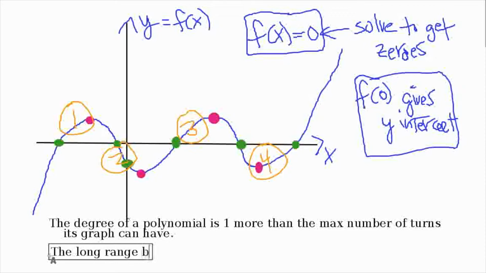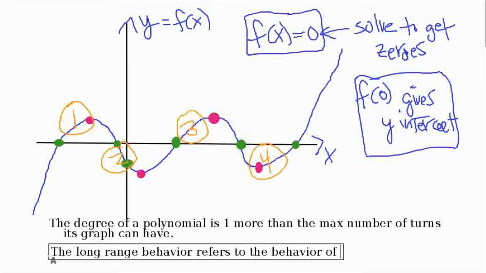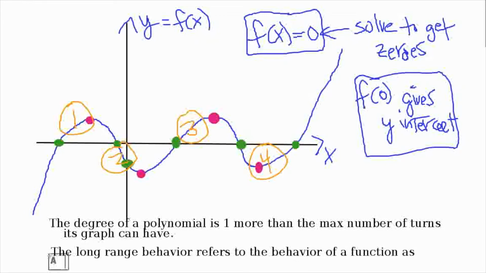The long-range behavior, and I'm going to use this new notation I want you to get familiar with. The long-range behavior refers to the behavior of a function as x approaches a huge positive number. So I'm going to write it this way. Let me put both of them. That's my way to express the infinity symbol with a keyboard. So the long-range behavior refers to the behavior of the function as x approaches plus or minus infinity.